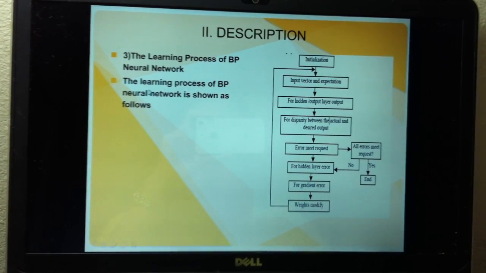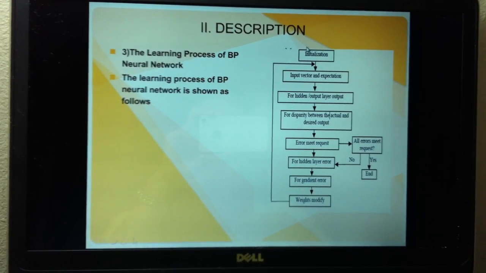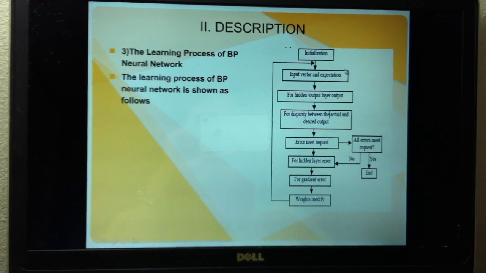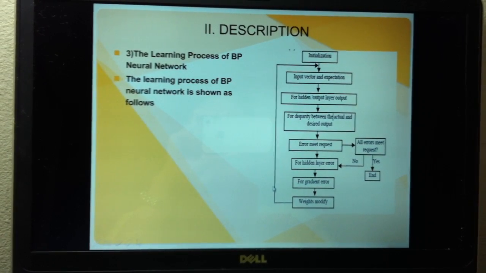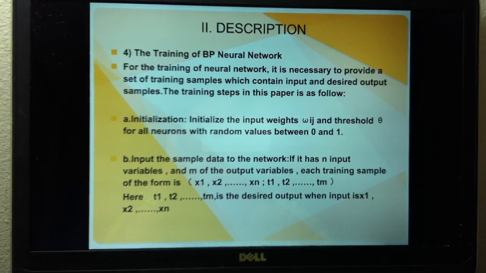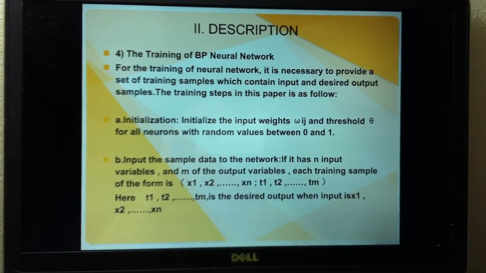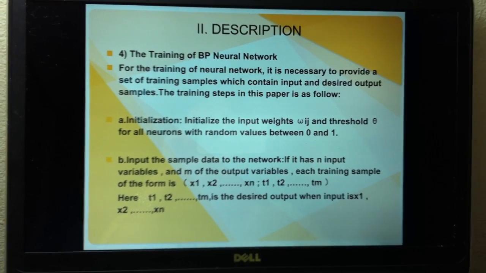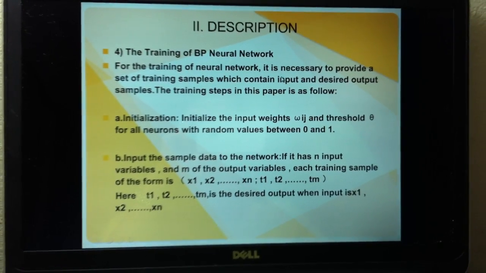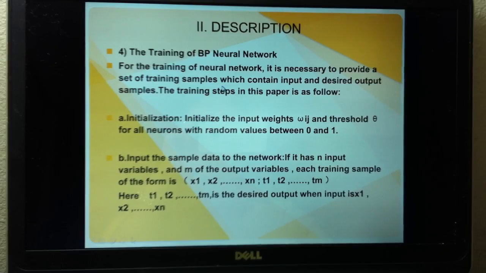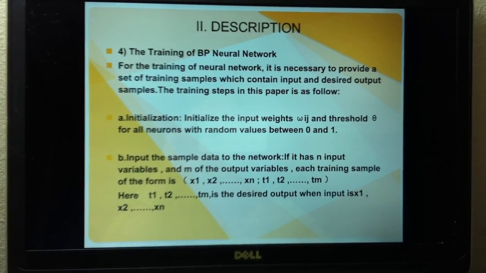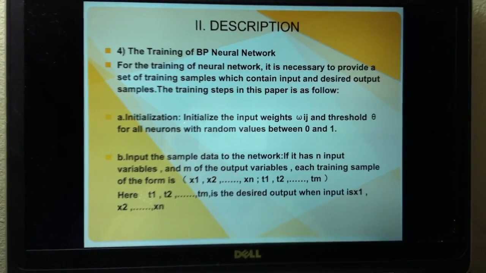Third is the learning process of BP neural network. I showed here the process of learning. And the fourth is the most important part, the training of BP neural network. It is necessary to provide a set of training examples which contain input and designed output examples.